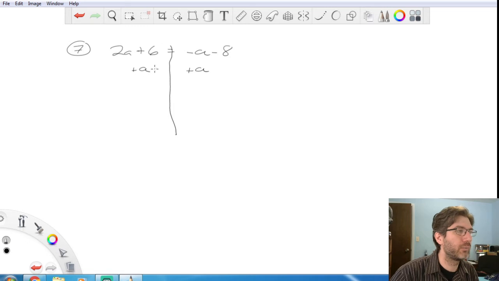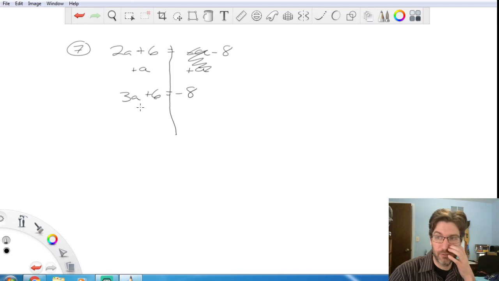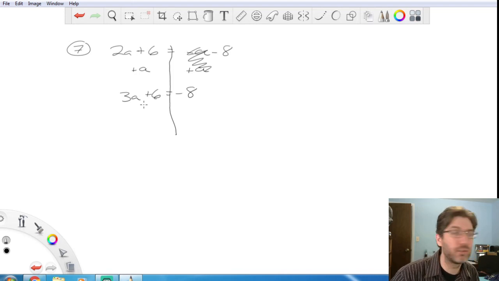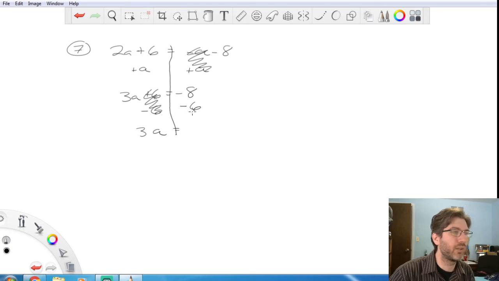Here, I added the a to both sides. These will cancel. Leaves you 3a, because 2a plus a is 3a. You have 2 a's here, 1 a there. Together that's 3 a's. Plus 6 equals negative 8. Here you're then going to do order of operations in reverse. So minus 6 here and minus 6 here. You're going to get 3a left, because this will cancel, equals, and then negative 8 minus 6 gives you a negative 14. Then you're going to divide this by 3 and divide this by 3.